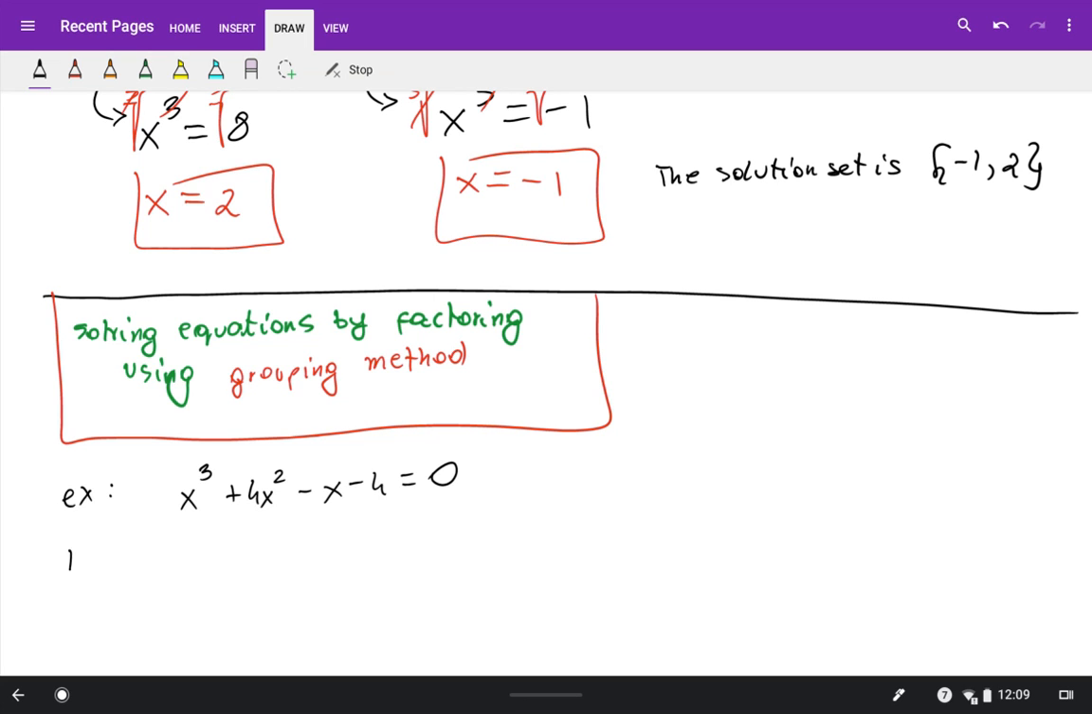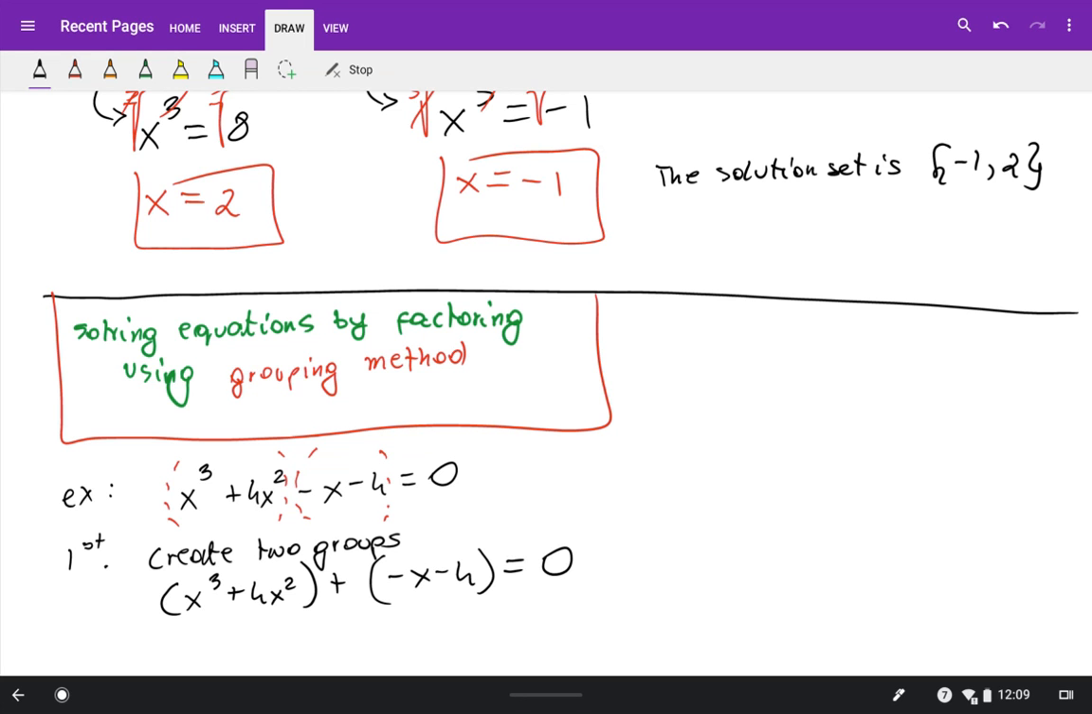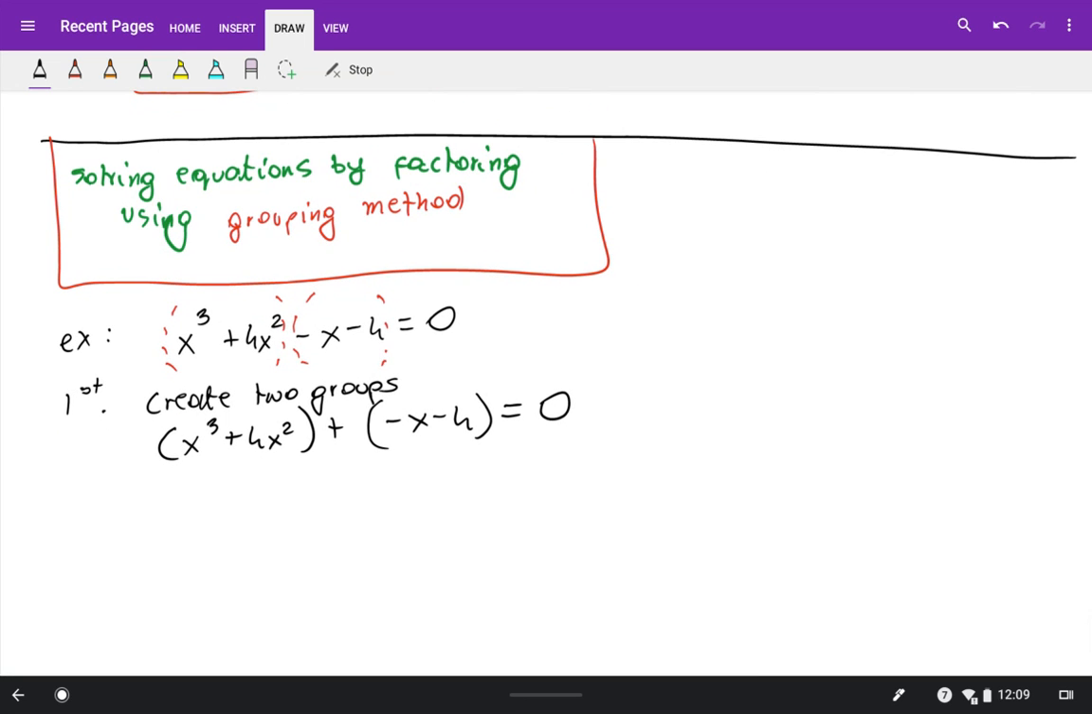So first what you want to do here is create two groups. So how are you creating two groups? You're just attaching the parentheses. So that will be group 1, and that will be group 2. So let me just rewrite that. In parentheses, we have x cubed plus 4x squared plus, and the second group will be negative x minus 4 equals 0. So I'm just attaching extra parentheses.